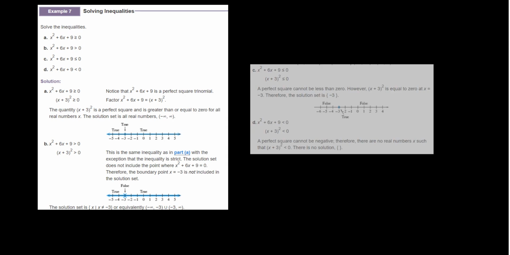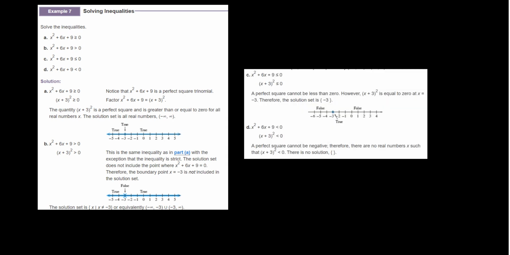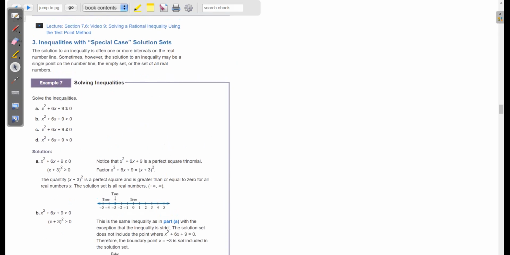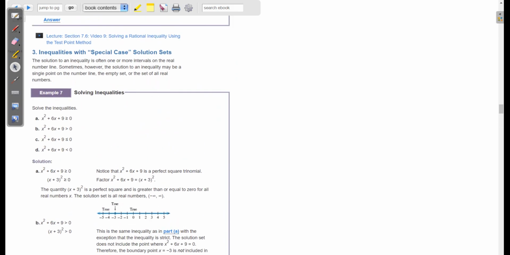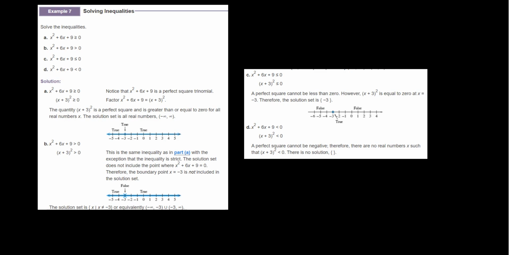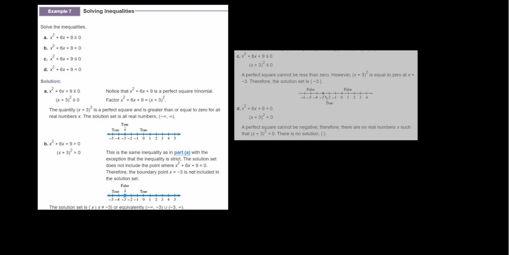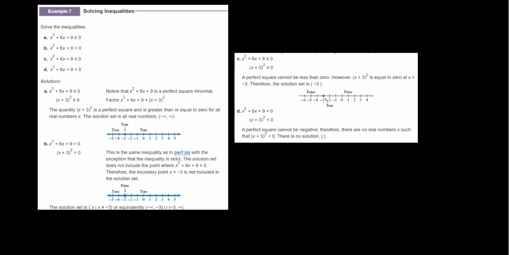Alrighty, so this says solving inequalities with special case solution sets. Right. So the solution to an inequality is often one or more intervals on the real number line. Sometimes, however, the solution to an inequality may be a single point on the number line, the empty set, or a set of all real numbers. So in this particular case, these solutions are tricky. It's kind of tricky to think about.